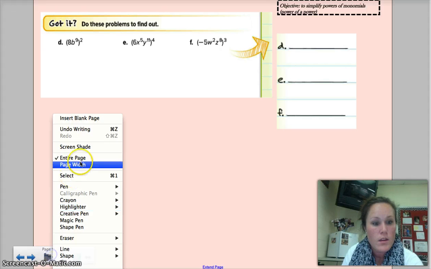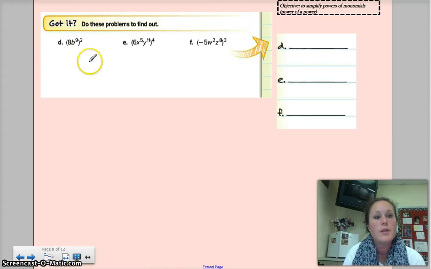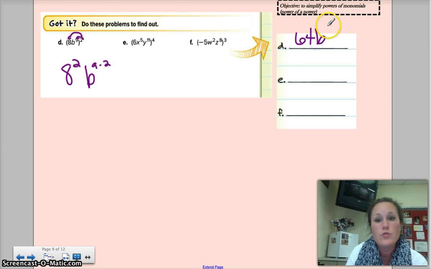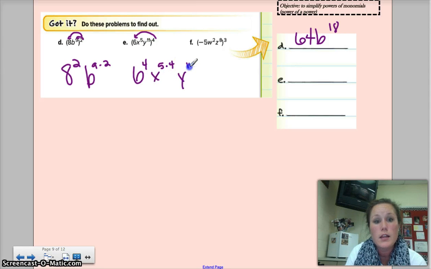Okay, so here you should have distributed the 2 to the 8 and the 2 to the 9. So 8 squared, and then b 9 times 2. So 8 squared is 64. B to the 9 times 2 is 18. All right, number E, distribute the 4 to the 6 and then multiply it by all those exponents. So 6 to the 4th, x to the 5 times 4, y to the 11 times 4.